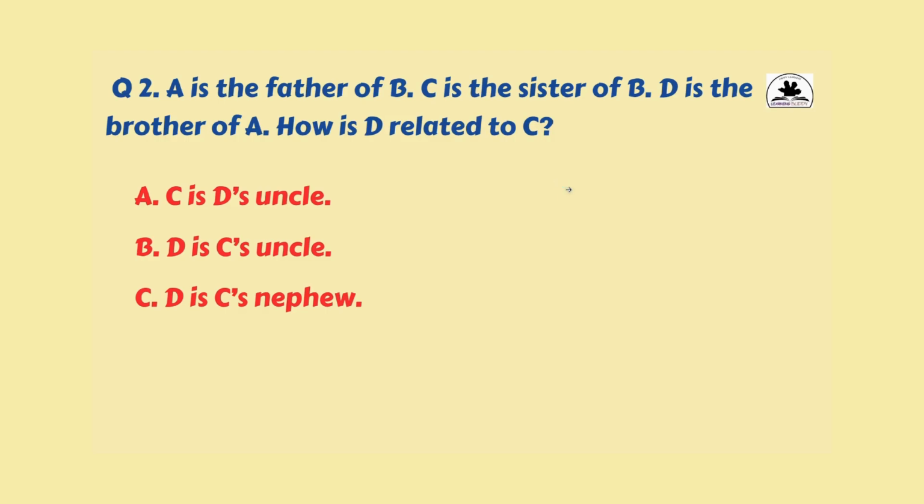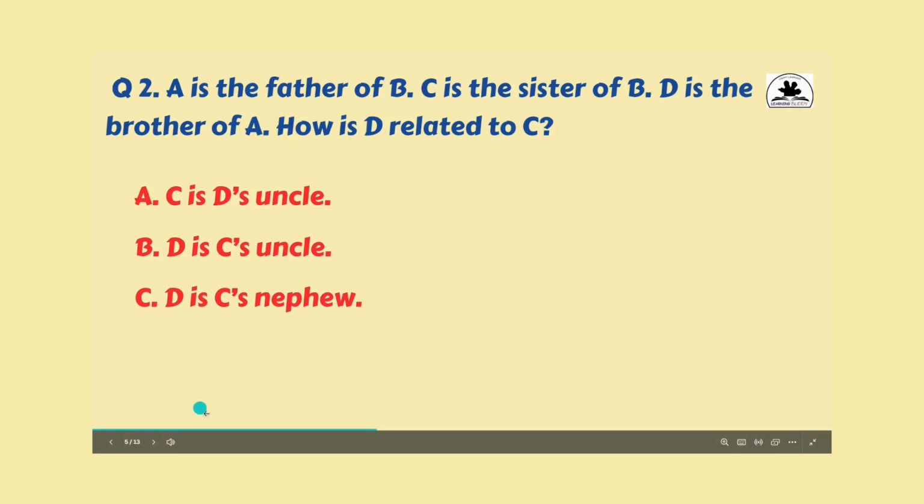Let us try to solve the next question. A is the father of B, C is the sister of D, D is the brother of A. How is D related to C? C is D's uncle, D is C's uncle, D is C's nephew.